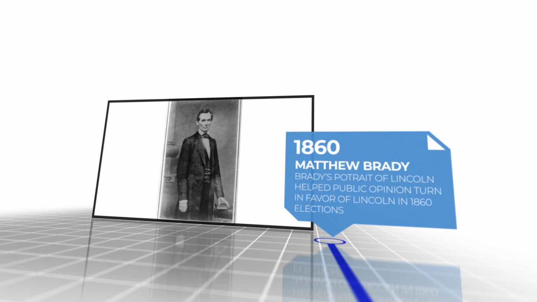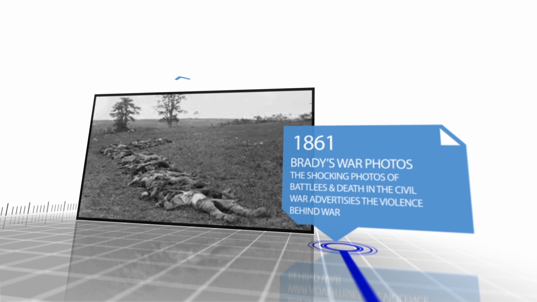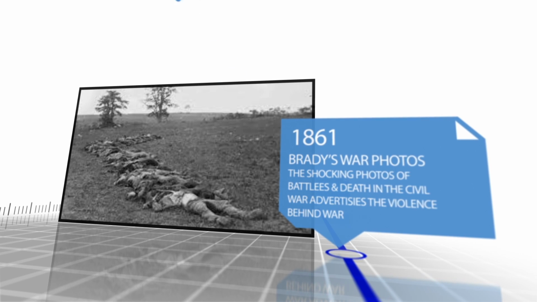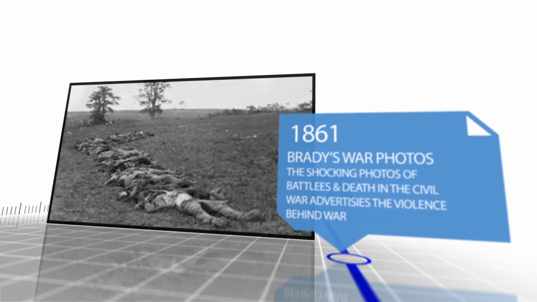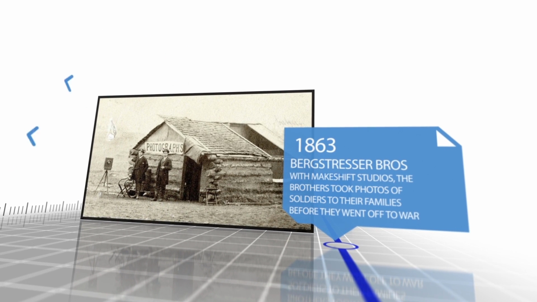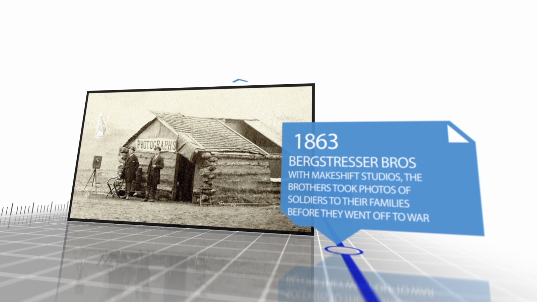His work of Lincoln helped sway votes in the 1860 election, and by 1861 his violent and shocking photos of war advertised everything war consisted of. Others, like the Bergstresser brothers, capitalized on the media by setting up photography studios in war times and selling photographs of soldiers before they went off to war.